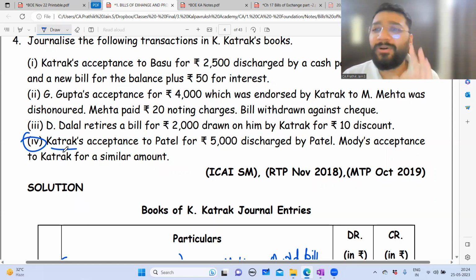Now concentrate on the fourth question. Fourth question is a very, very tricky question.